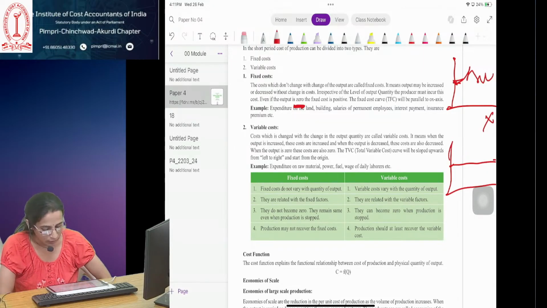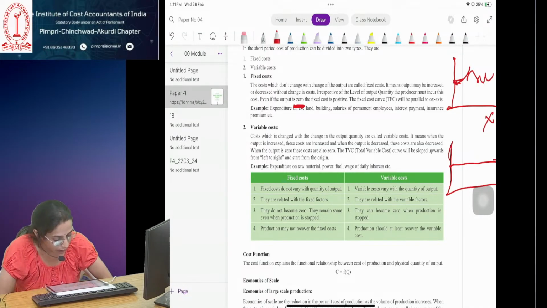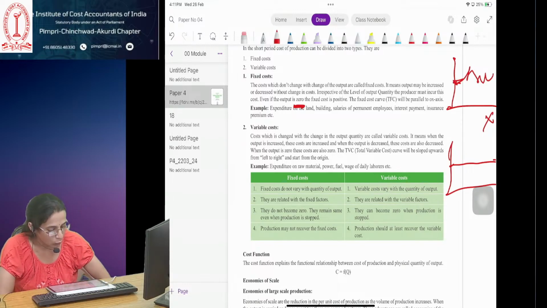Variable cost. Costs which change with the change in the output quantity are called variable costs. It means when the output is increased, what will happen, Piyush? Variable cost will increase. When the output is decreased, variable cost will decrease. And when the output is 0, variable cost will be 0, because it is changing with relation to output. Fixed cost is fixed. It is not changing at all. The total variable cost curve will slope upwards from left to right and start from the origin.